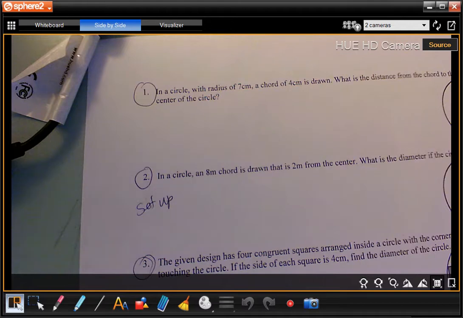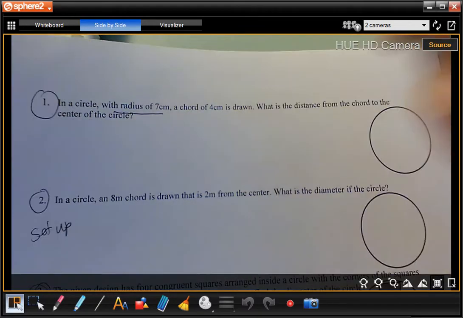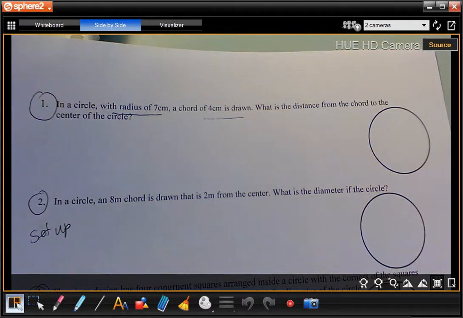Okay, the first one here that we're going to look at is number 1. And this involves a little bit more that we've done on that first page, all about chords. In a circle with a radius of 7 centimeters, so that's the radius, and a chord of 4 centimeters is drawn. What is the distance from the chord to the center of the circle? So let's draw that picture now.